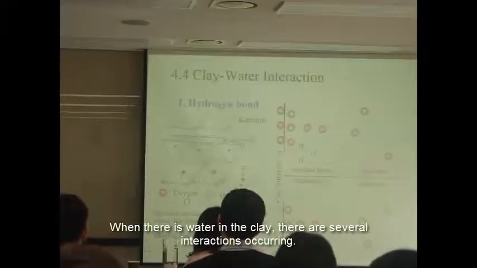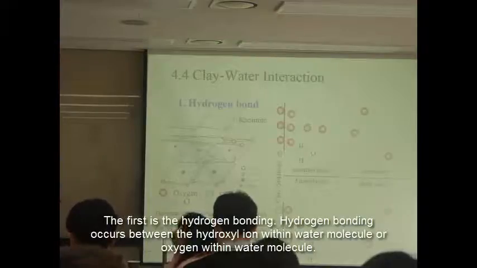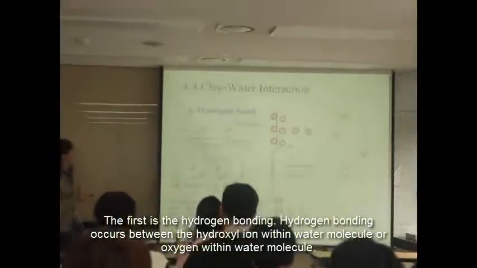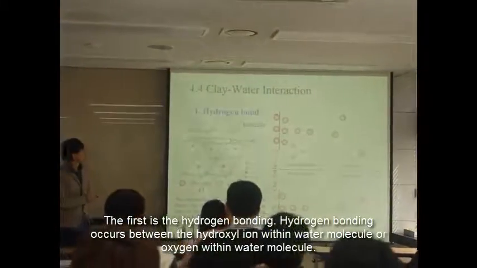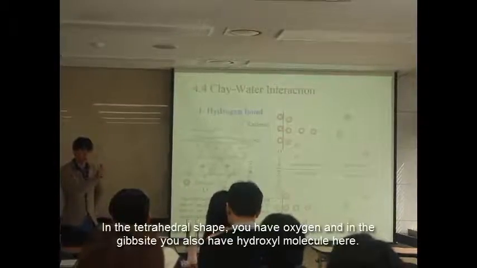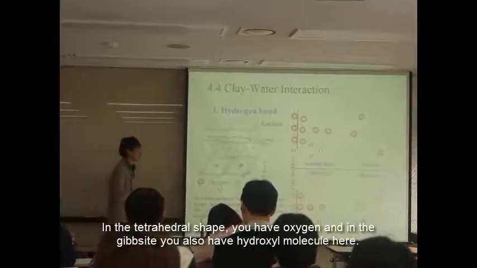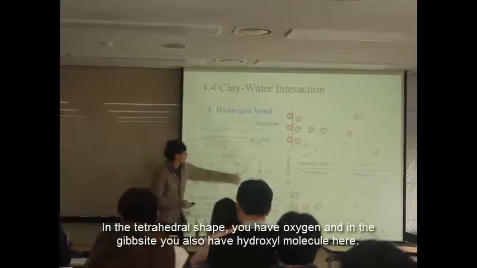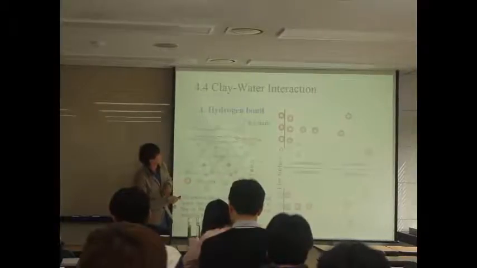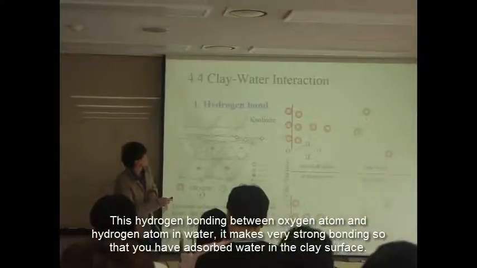So when there's water in the clay, there are several interactions occurring. First is the hydrogen bonding. The hydrogen bonding occurs between the hydroxyl ion and the water molecule, or the oxygen and the water molecule. Because in the tetrahedral sheet you have oxygen, and on the other side, the octahedral sheet, you also have the hydroxyl molecule here.